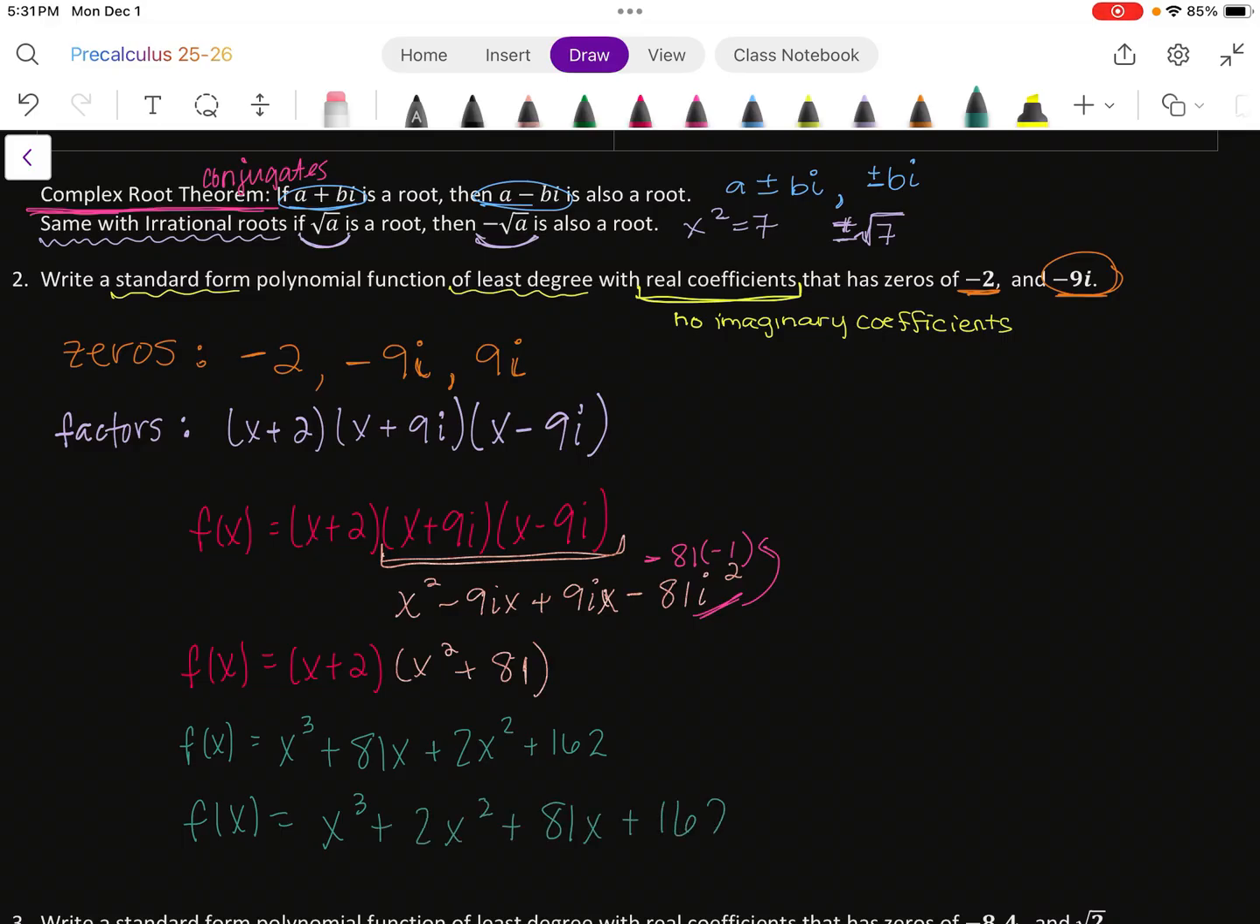And you see we have all real coefficients. And the highest degree is 3. And I was given 2 zeros, but one of them was complex, so it has its conjugate. All right. This is my final answer, folks. As a function.